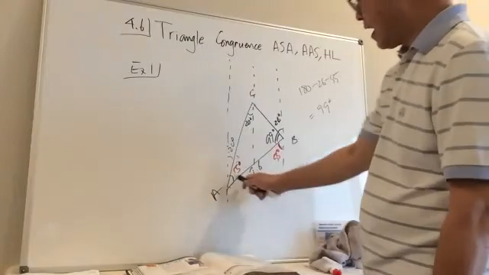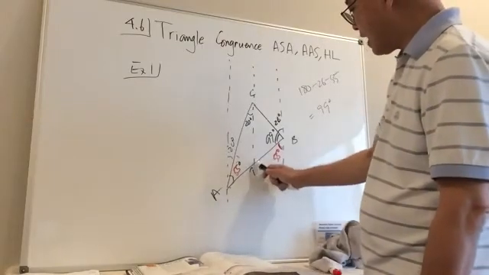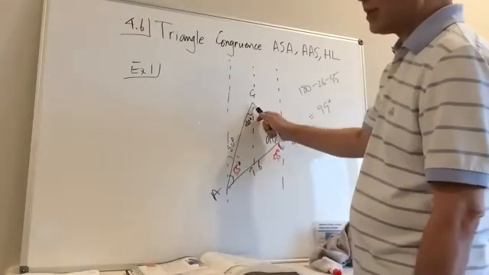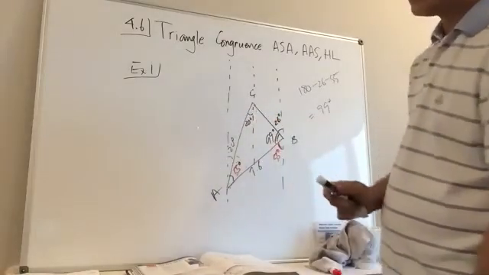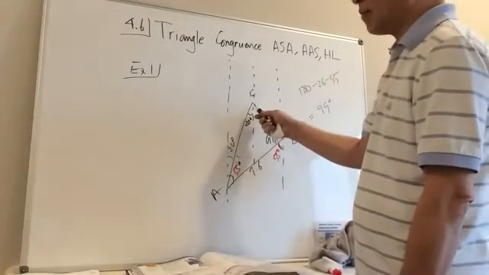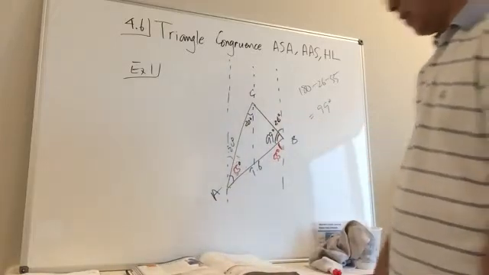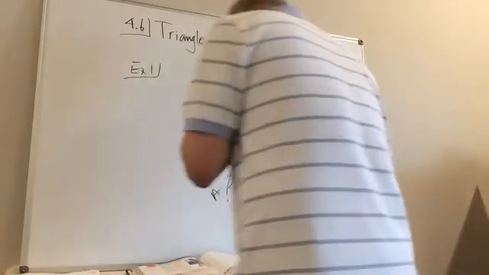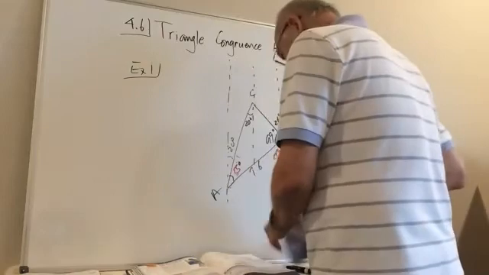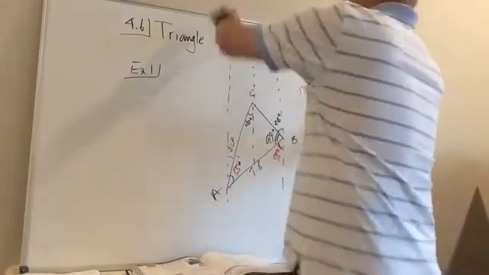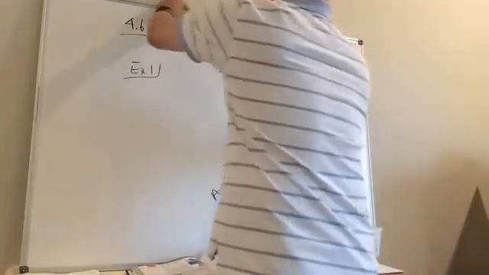So I have an angle, side, angle. Point C will be set. There's no other way that C can be set. The triangle is there. That would be the answer. Example number 2.